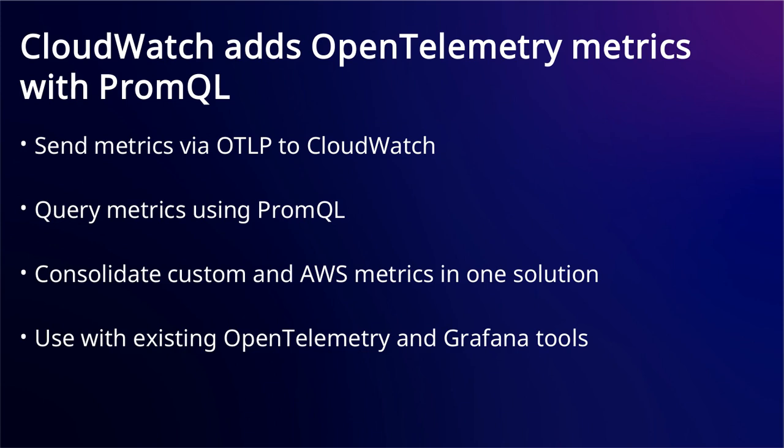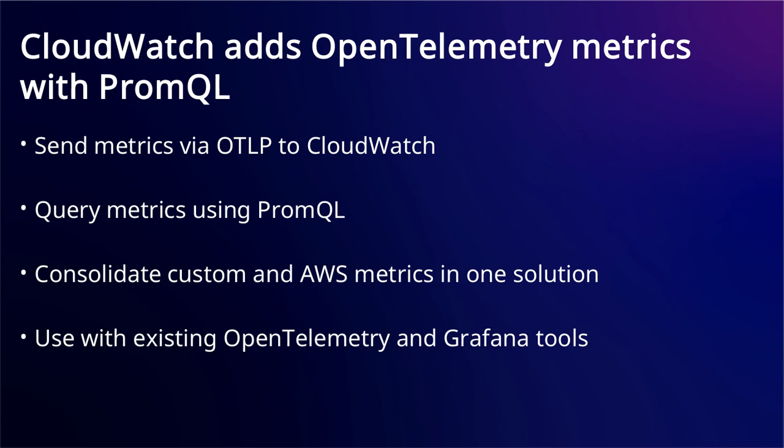When you run applications on AWS, you need to collect and analyze metrics from both your custom applications and AWS services. Previously, this often required multiple monitoring solutions and complex integrations. CloudWatch now natively supports OpenTelemetry metrics, allowing you to send metrics via OTLP to CloudWatch directly. You can query these metrics using PromQL through a Prometheus-compatible API.